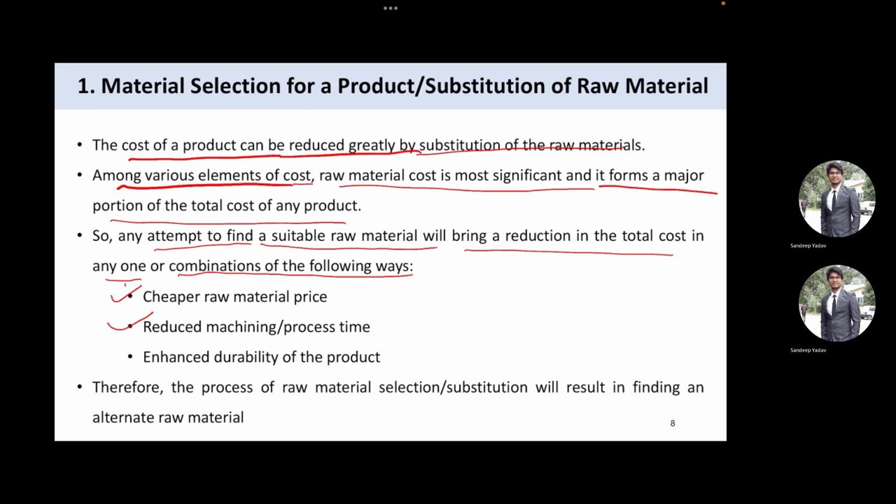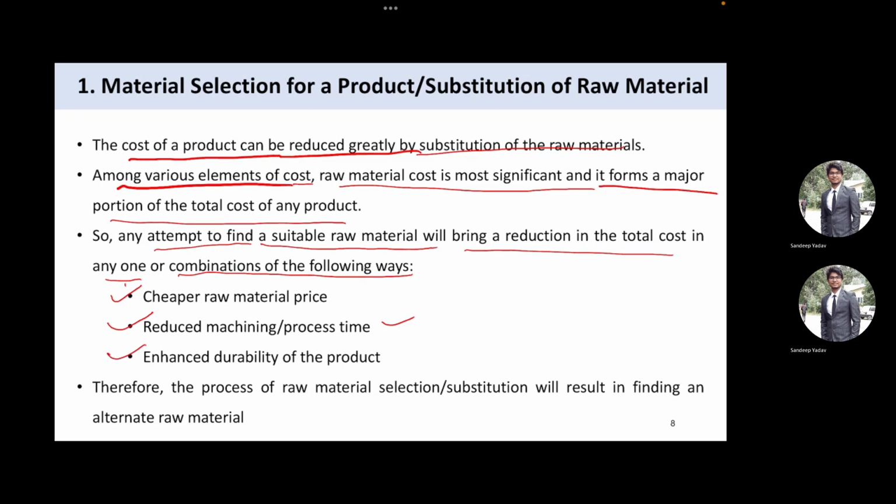Some material needs pre-processing and post-processing, so that will reduce. Suppose we are using a low quality of coal, then we have to use flue gas analyzers and, for lower pollution, some pollution control equipment in the power plant. So that will add a post processing cost in that power plant, and enhance the durability of the product.